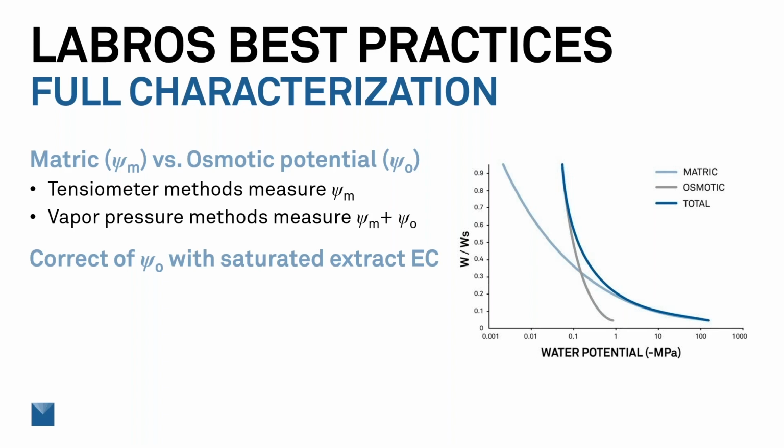So what can you do? It is possible to separate the osmotic component from the vapor pressure methods. We do this by measuring the saturated extract EC of the sample and then calculating what the osmotic potential is at the different water contents. That allows us to remove the osmotic potential from the vapor pressure method's measurement, and then input those data into our fitting software, allowing it to be just a comparison of the matrix potential components of water potential throughout the curve.